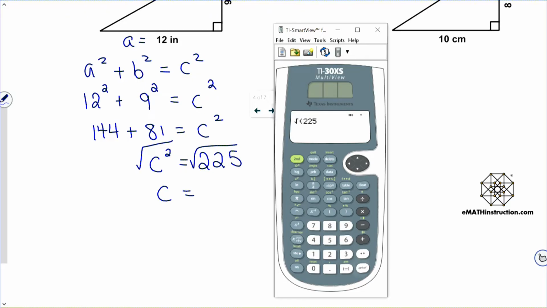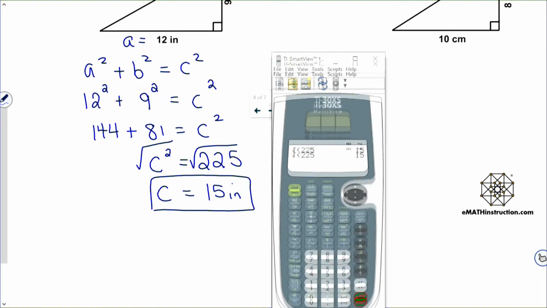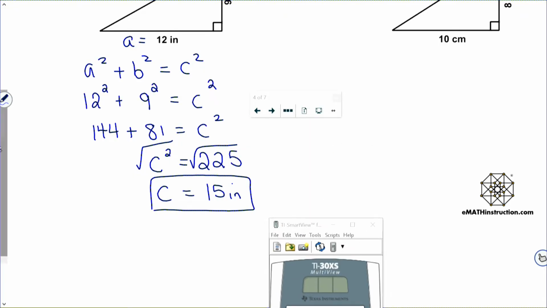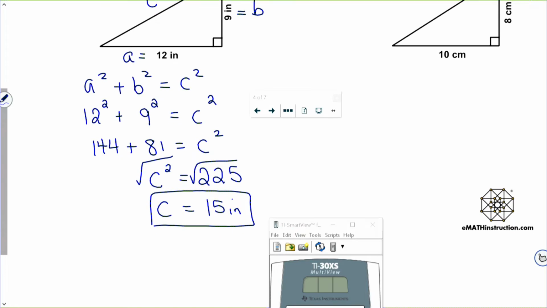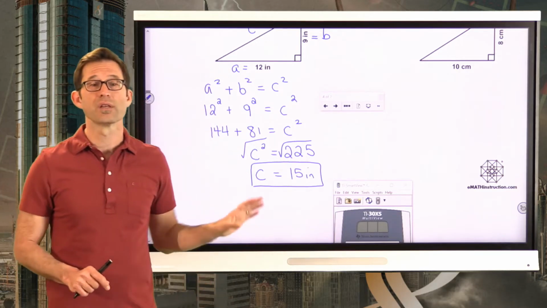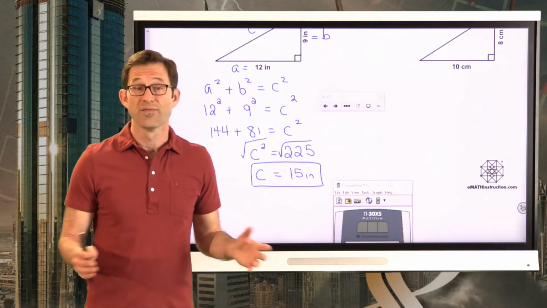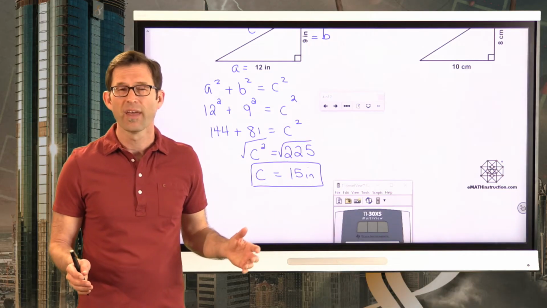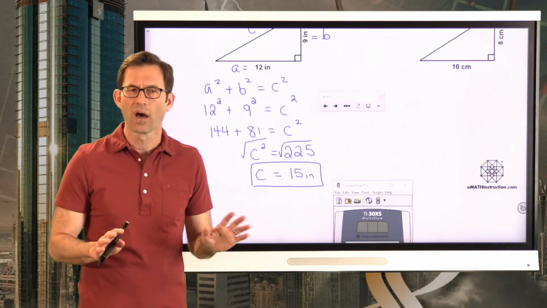This one's going to turn out nice, I hope you found. And we end up having 15 inches. All right. So in that one, our answer is a nice rational number. It's in fact a nice whole number. And that'll oftentimes be the case, not always.